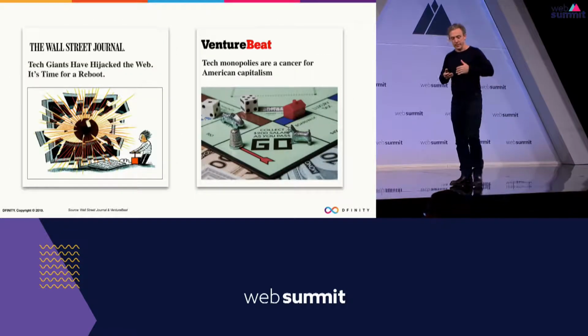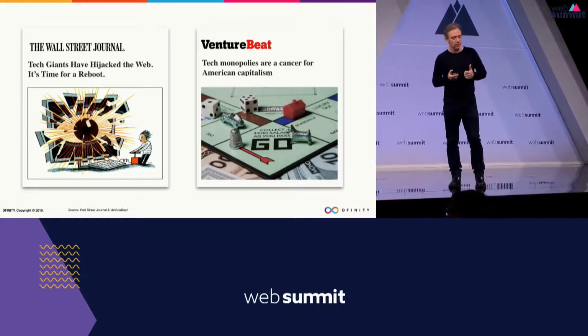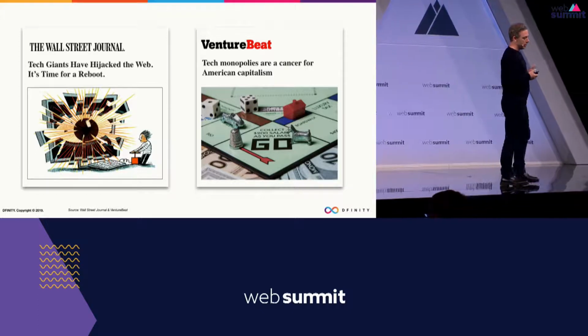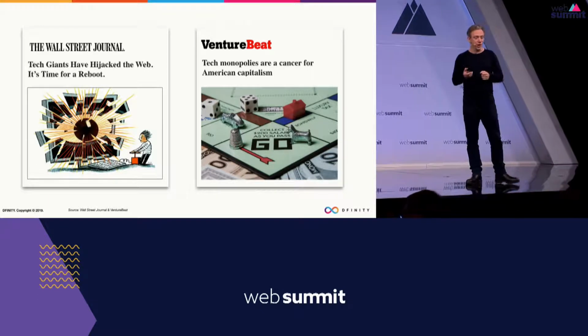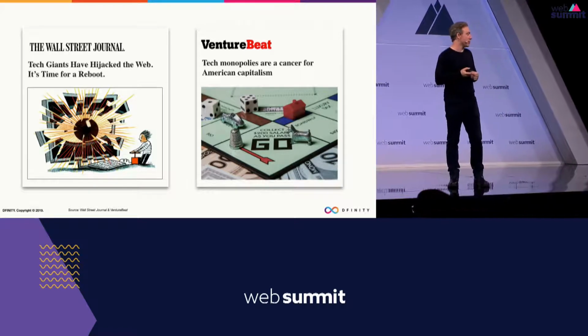And there's a kind of inflection point being approached. People are becoming aware of this problem. Here you can see VentureBeat called Tech Monopolies a Cancer on American Capitalism. The Wall Street Journal said that tech giants have hijacked the web and it's time for a reboot. Well, of course, that's what the Internet Computer is trying to do.